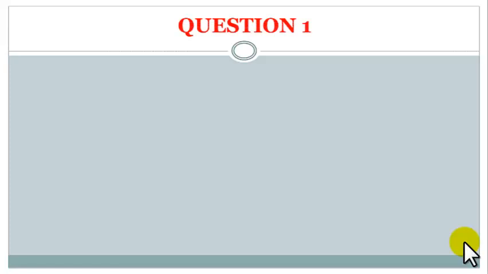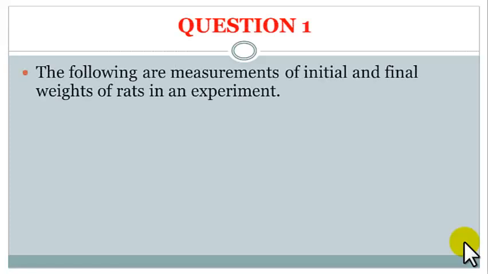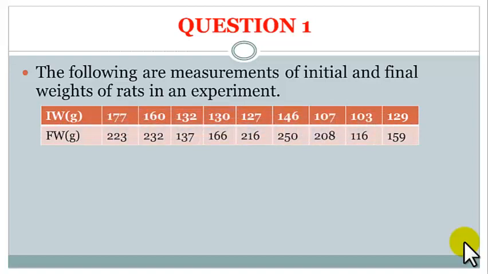Question 1. The following are measurements of initial and final weight of rat in an experiment. In this table, IW represents initial weight in grams, while FW represents the final weight in grams.